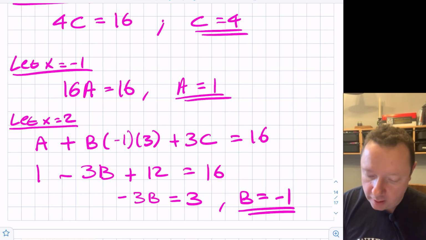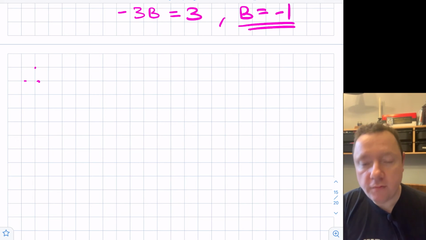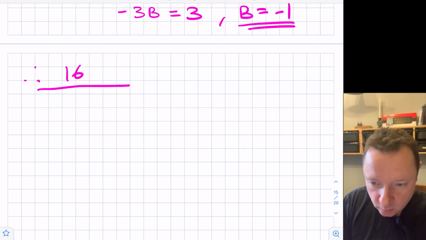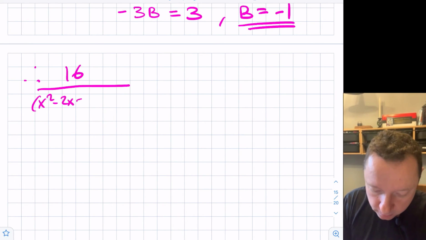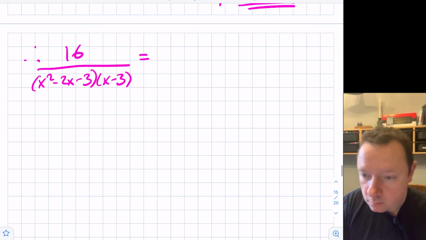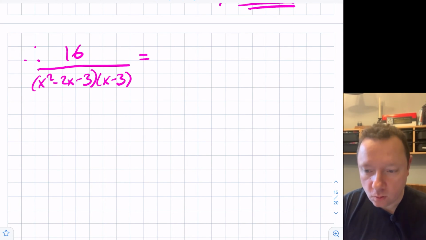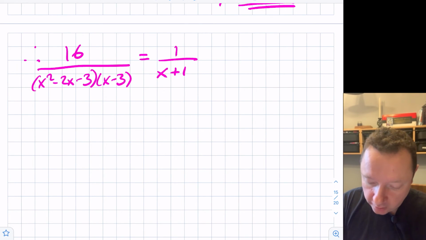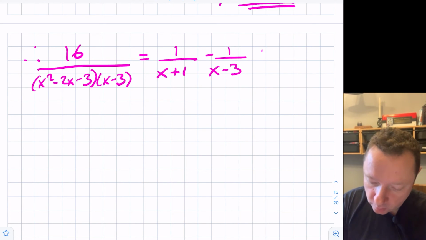And we're done. We've got our a, b, and c, so we can then write it as partial fractions. So therefore, we can say that 16 over our original thing, which was x squared minus 2x minus 3, times x minus 3 equals, and just putting it nice and neatly again, so putting our -1 in the middle, 1 over x plus 1 minus 1 over x minus 3 plus 4 over x minus 3 squared.